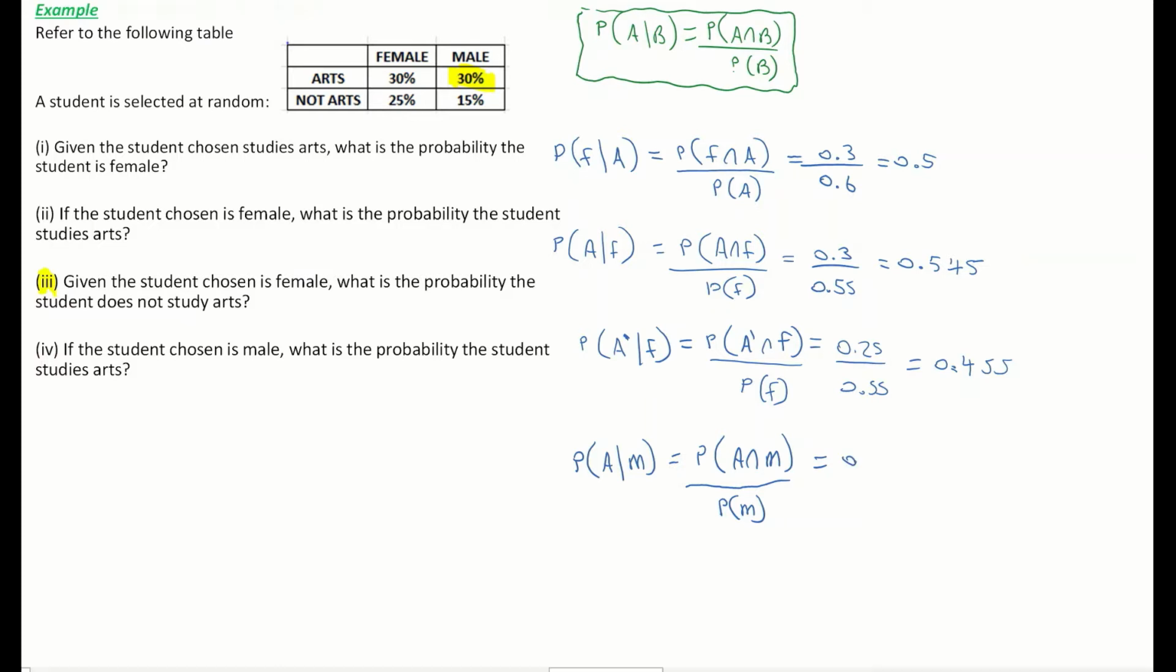So that's 0.3 all divided by the probabilities of male, and we have 30% of males and 15% who are the non-arts. We add them together, which is giving me 45% or 0.45, and that converts to a decimal of 0.667. And that is our conditional probability. Just remember, this formula at the top is vital. The probability of A given that B has already happened.